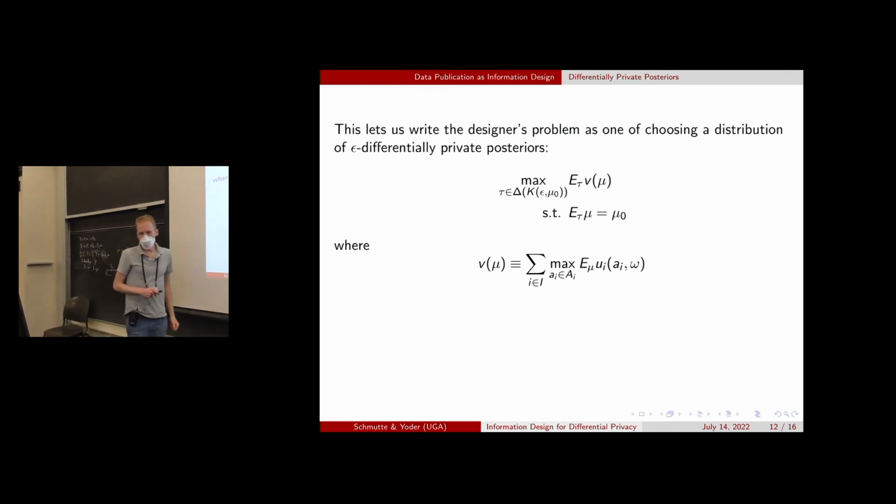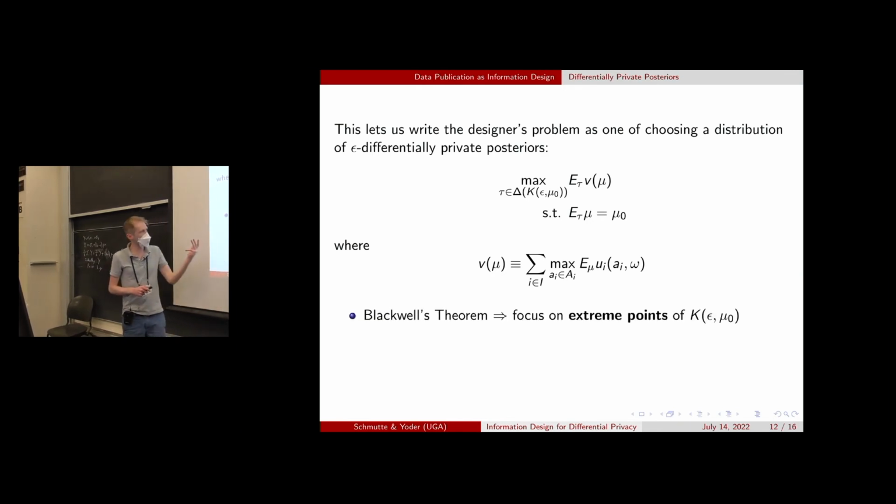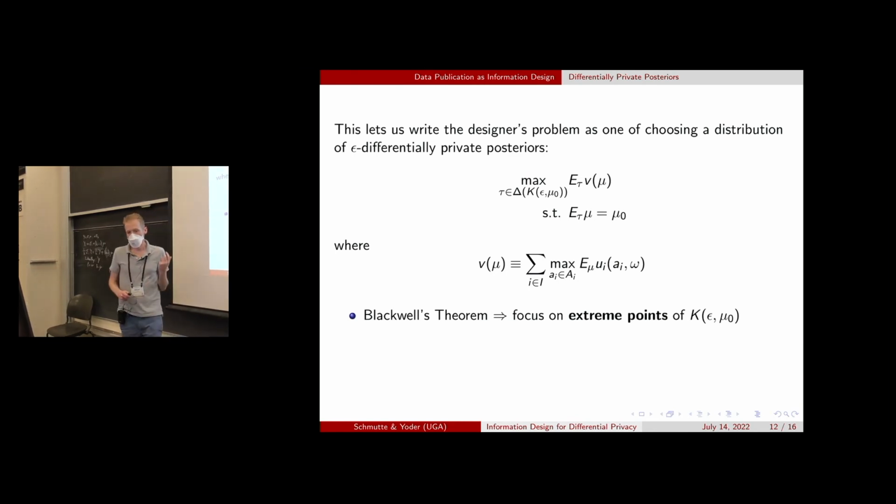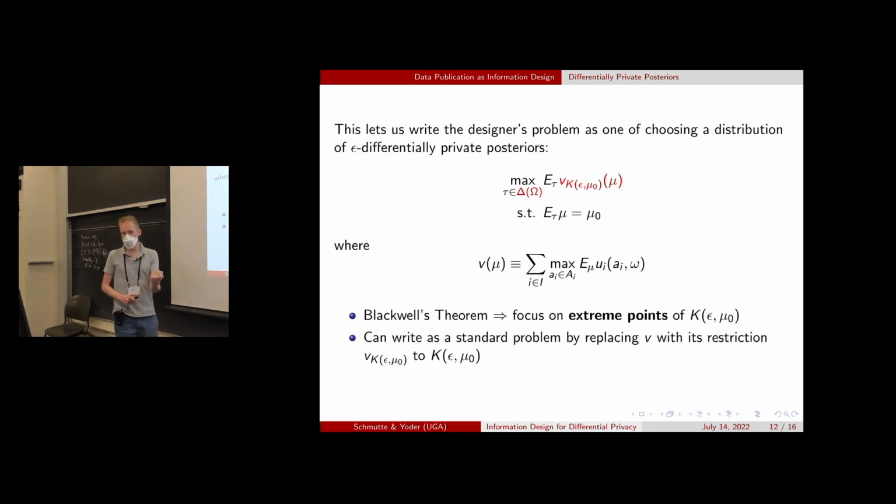Now note that because the designer's incentives are aligned with the decision makers, and our constraint set is closed and convex, Blackwell's theorem says we can restrict attention to distributions on the extreme points of the constraint set, so the vertices of the polyhedron. And furthermore, if we replace the designer's value function with its restriction to the constraint set, this looks just like a standard information design problem, and so that means we can apply standard results to it.